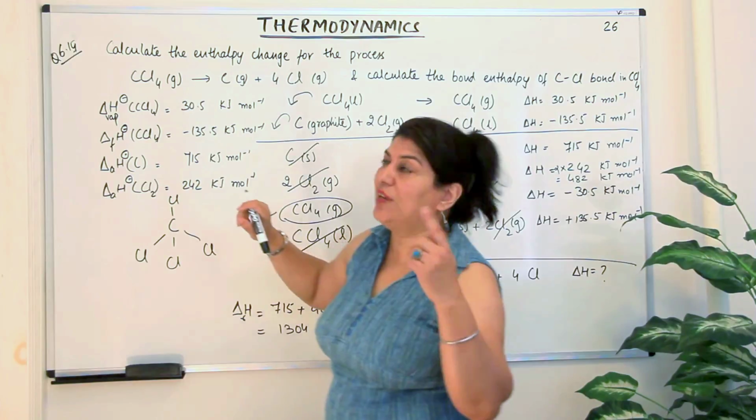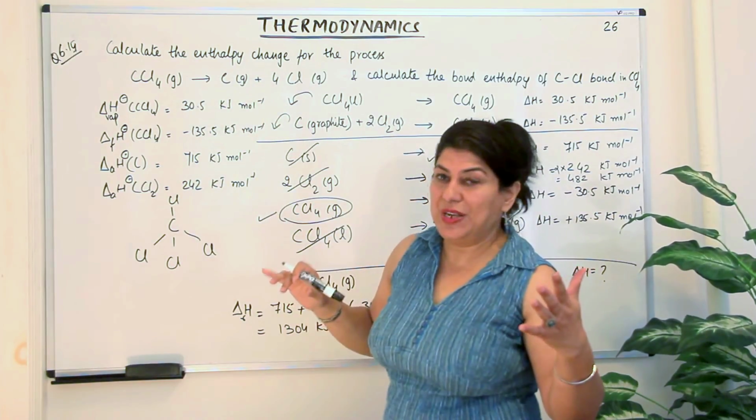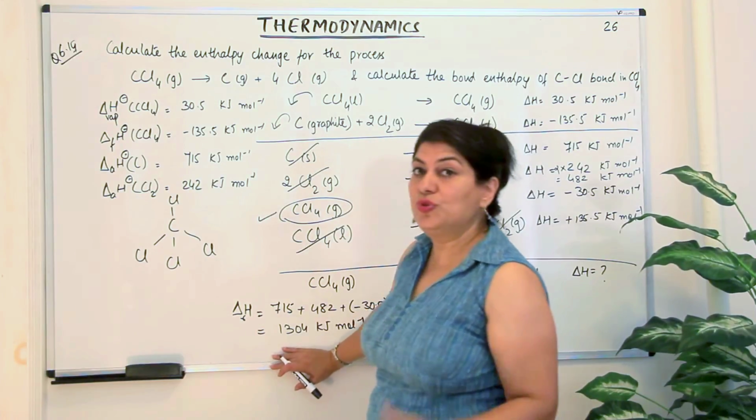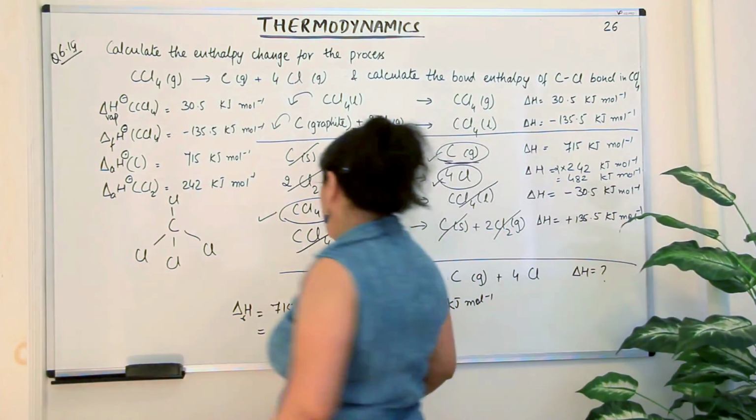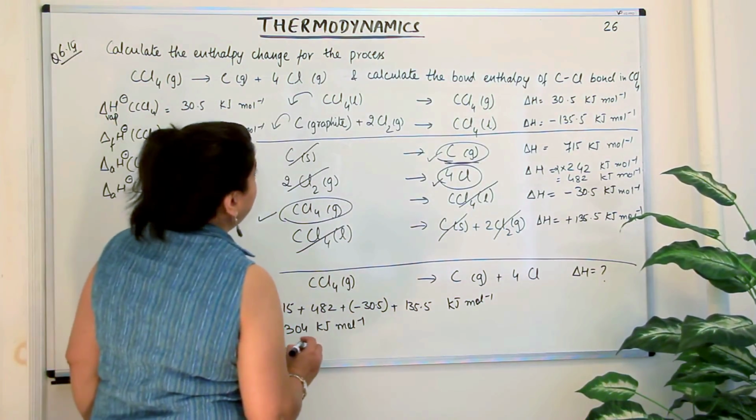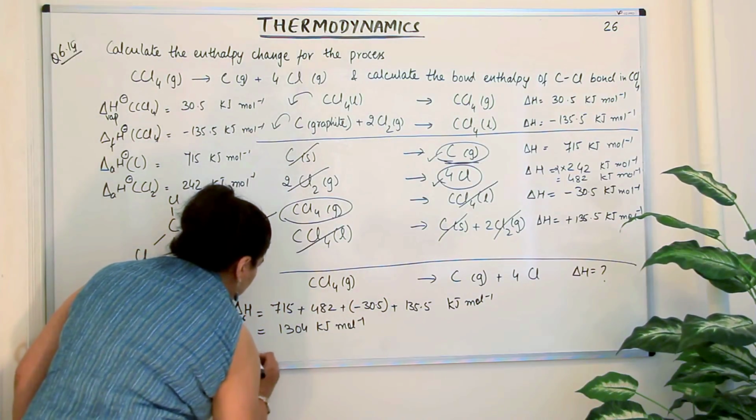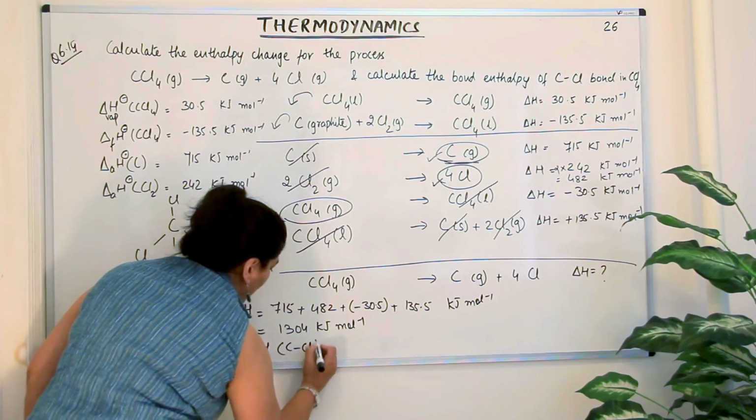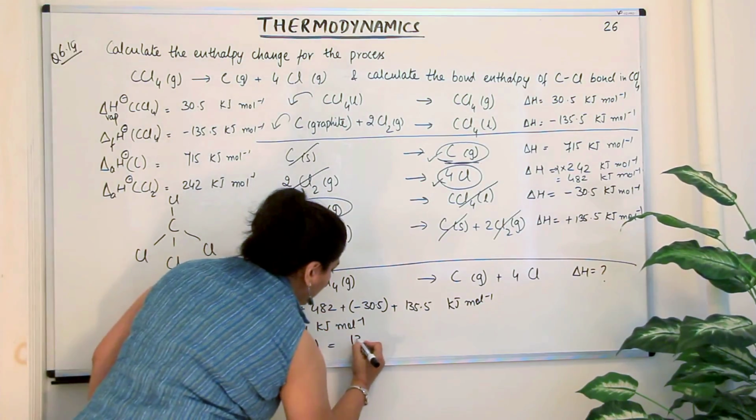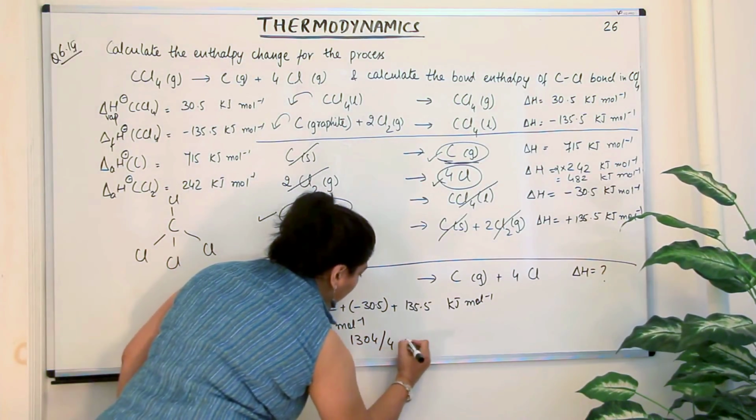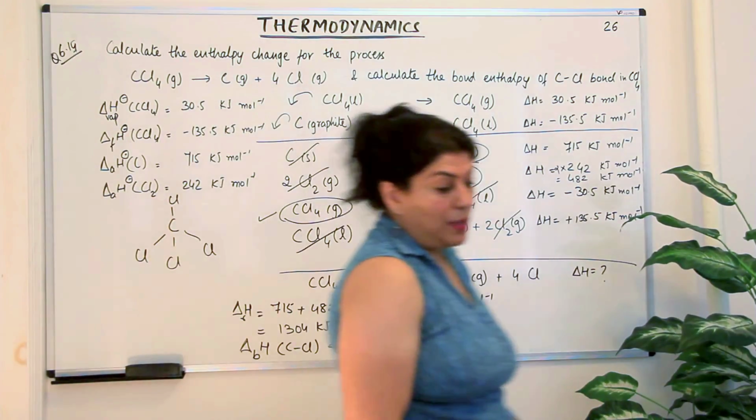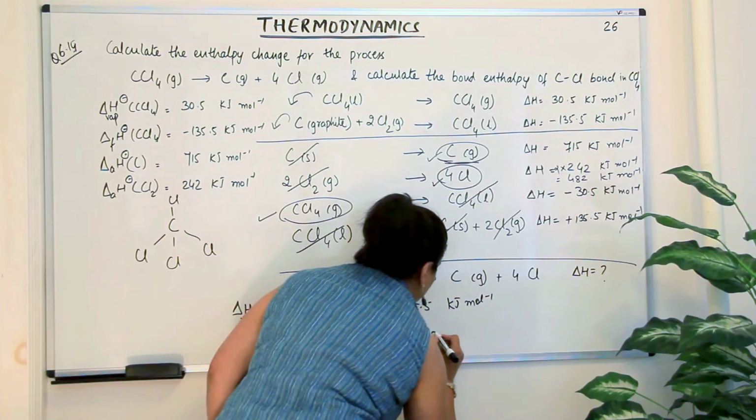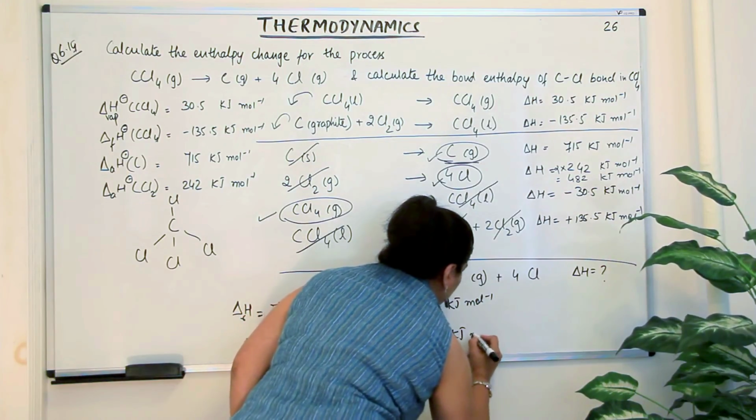So for one bond, if this is the enthalpy for 4 bonds, then the enthalpy for one bond would be, you use unitary method, divided by 4, and therefore bond enthalpy for CCl bond would be equal to 1304 divided by 4. And what does this come out to be equal to? It is 326 kilojoules. 326 kilojoules per mole.